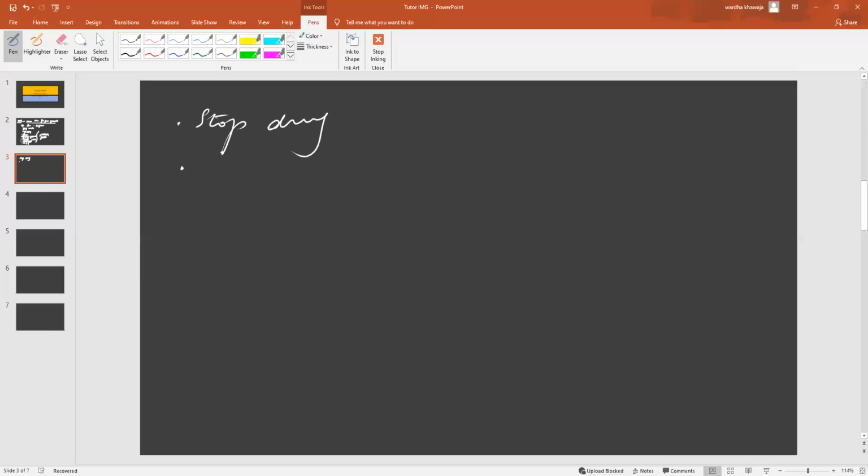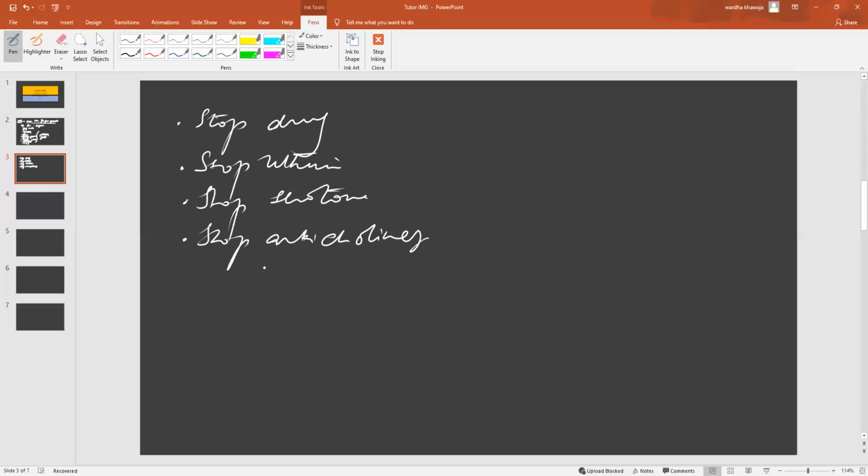The other thing to do is also stop any lithium that the patient may be taking. Stop any serotonergic drugs that the patient's taking. Stop any anticholinergics as well that the patient might be taking. So these are things that you need to stop right away.